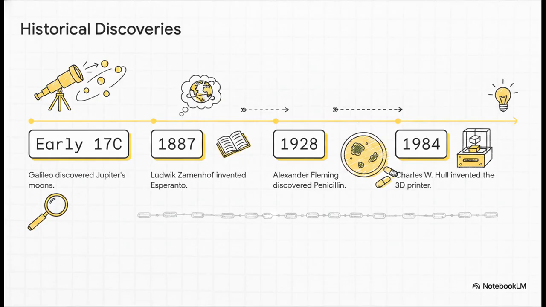And in 1984, Charles W. Hall invented the 3D printer. Discovered, invented. These are permanent, finished events. Because they're bolted securely to a specific year or a specific era, using the past simple is just entirely non-negotiable. Your researcher's lens has officially shifted to look backward.